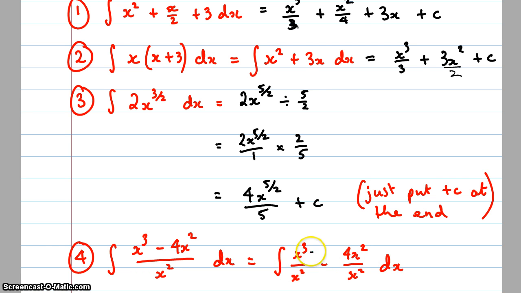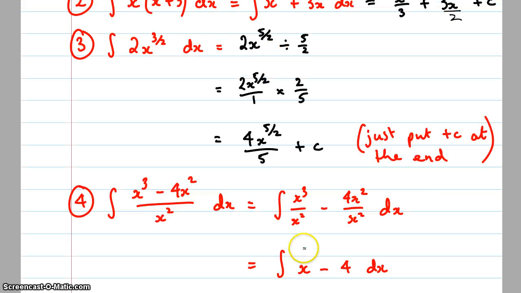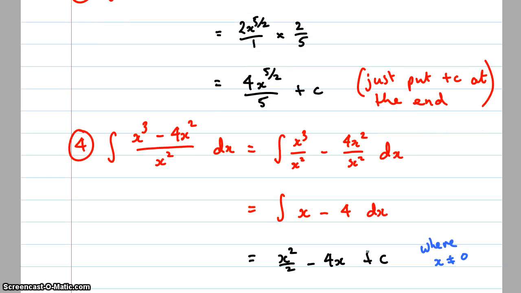So x cubed divided by x squared just becomes x, and 4x squared over x squared just becomes 4. And then I just integrate that normally, and I get x squared on 2 minus 4x plus c. I probably should also mention that x doesn't equal 0, because otherwise this question won't work if x equals 0.